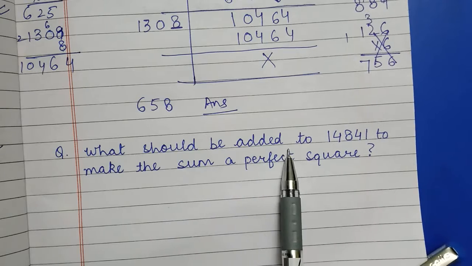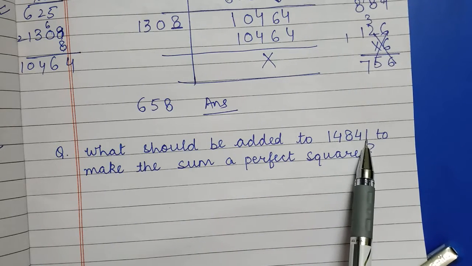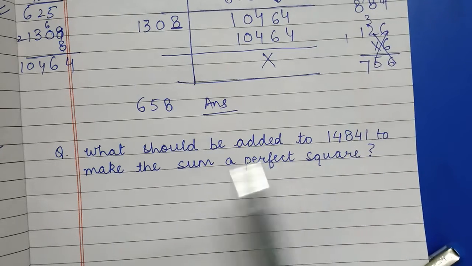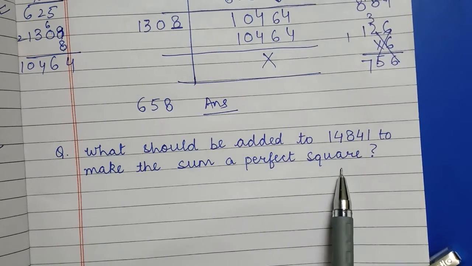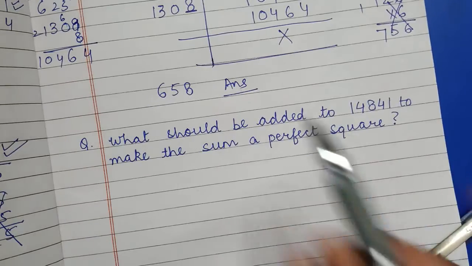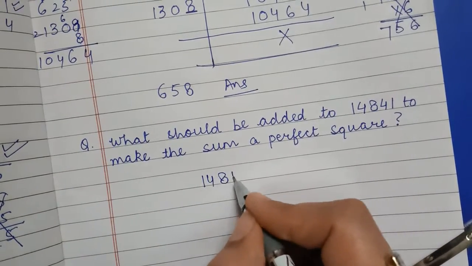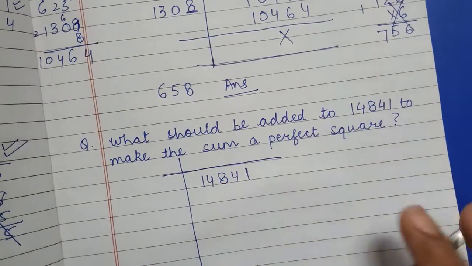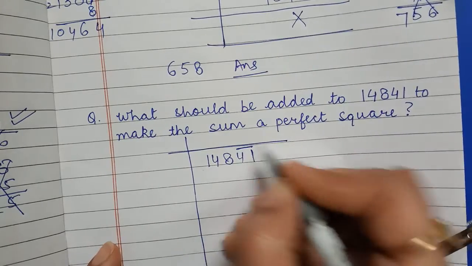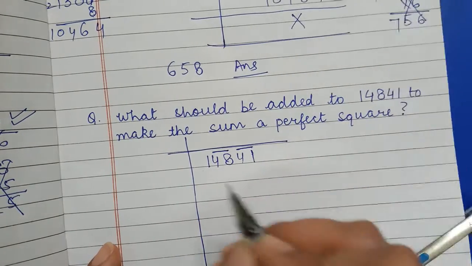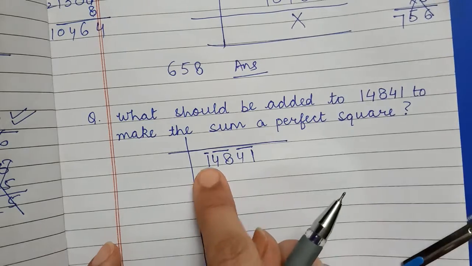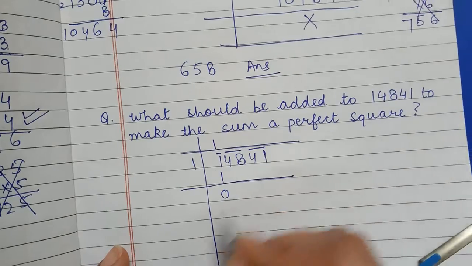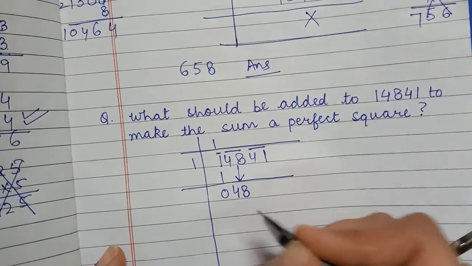What should be added to 14841? The number is given. We have to find what should be added to the given number to make the sum a perfect square. So in these types of questions, we have to find the square root by the long division method. We will make the pairs of the numbers from the right side. We get 1, the first pair. So 1 1 is 1. Subtract, 1 minus 1 is 0. We will copy the next pair, that is 48.